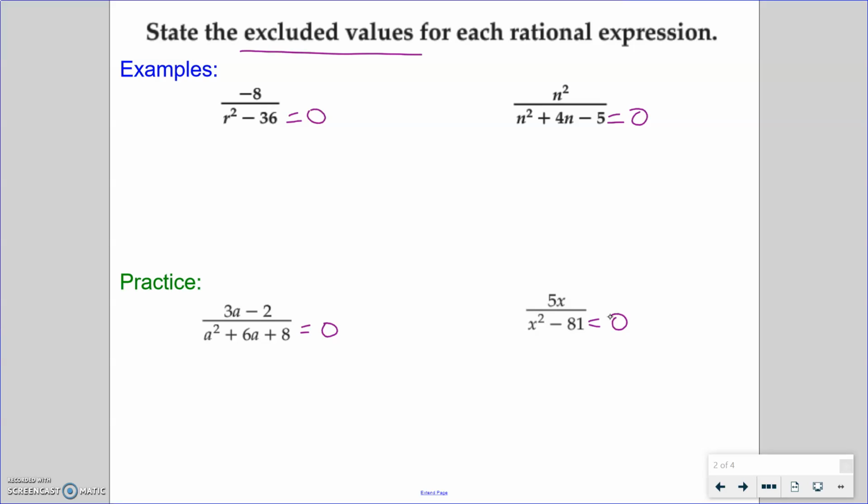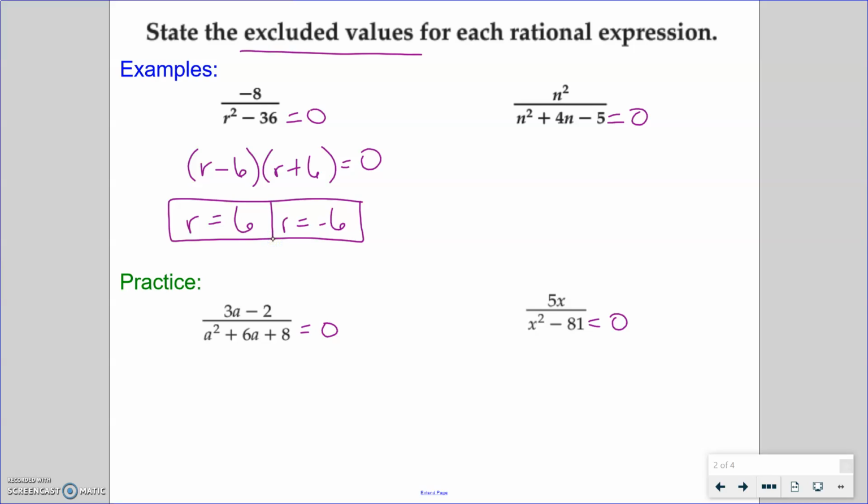So the best way to solve these is to factor. So this looks like a difference of squares for this first example. So I'm going to make it r minus 6 and r plus 6. So my 2 excluded values are 6 and -6. So kind of connecting to solving, but saying, hey, if I plug in either 6 or -6 for r, that is going to be an undefinable expression because it'll be a 0 on the bottom.